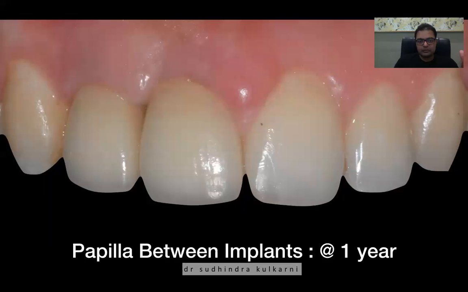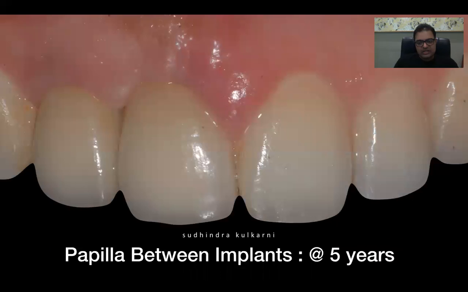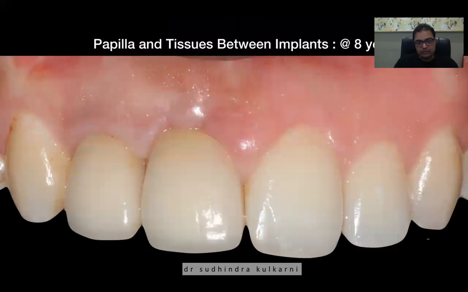By the time we finished and restored this case, at the end of 1 year it looks like that. You can see the 1 year follow-up. This is at 5 years, you see the tissues look good. There is stippling. The papilla that we had generated has held up. It is not as sharp as the contralateral papilla, but it is there between the two teeth. It's not creating any aesthetic issue.